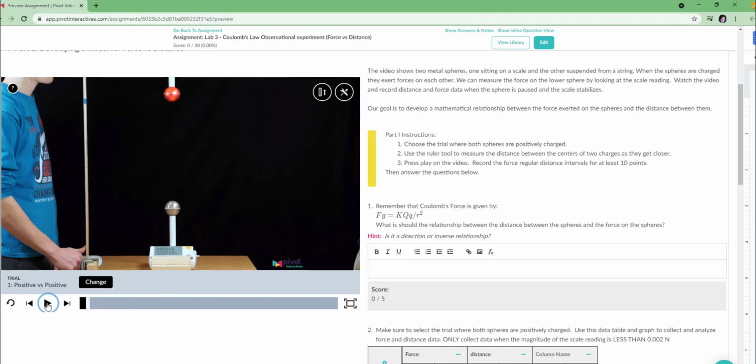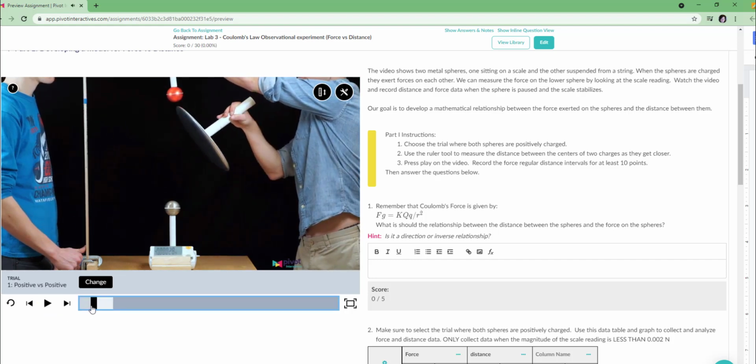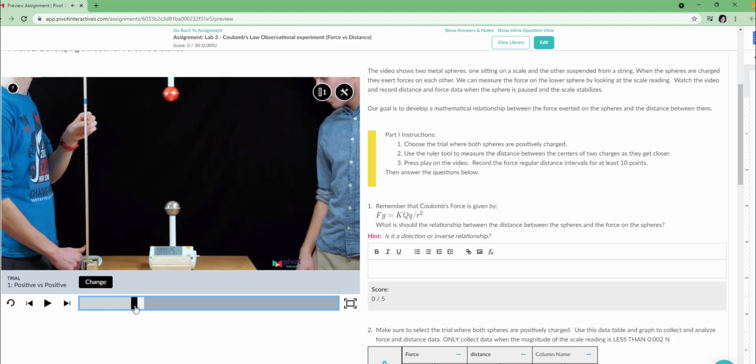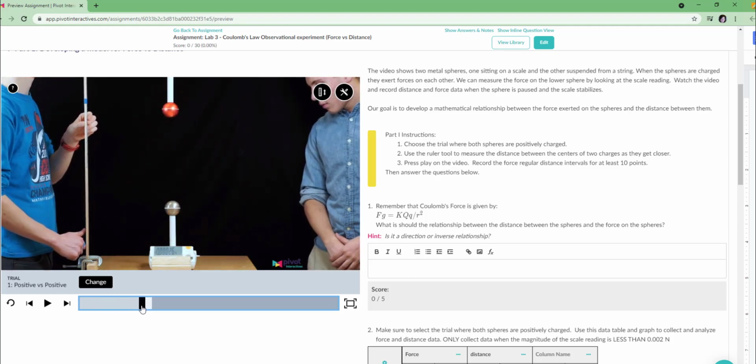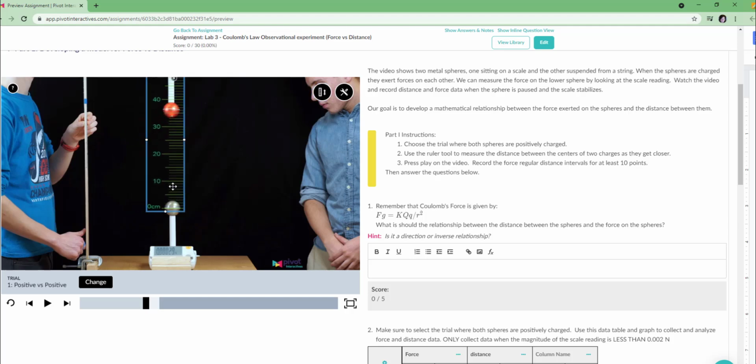I'm going to advance this to a point where both the spheres have been charged and they start moving towards each other. And then I'm going to turn on the ruler. I'm going to place the 0 mark of the bottom of the ruler right in line with that white line across the silver sphere. Then I can advance the video and collect data points.